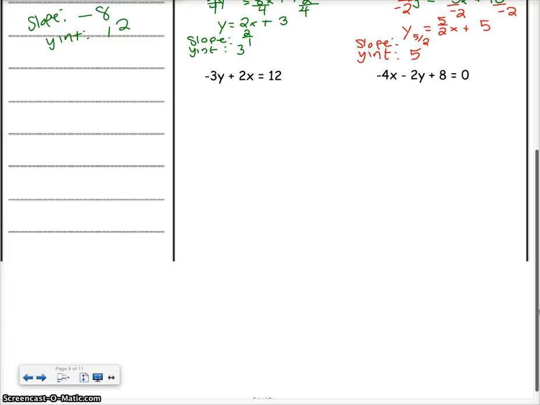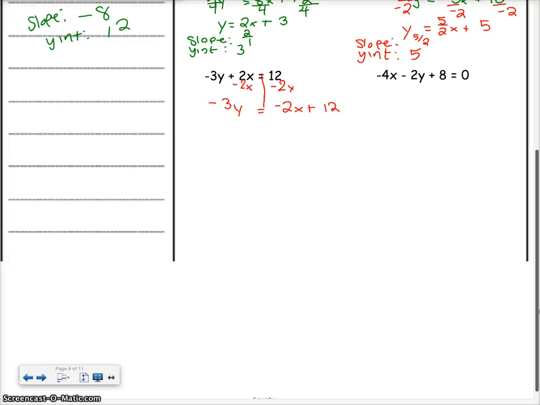Negative 3y plus 2x equals 12. I'm going to move my x term first, so that's the 2x. So I'm going to subtract 2x from both sides. And I get negative 3y left equals, now that negative 2x goes right in front of the 12. So negative 2x plus 12.